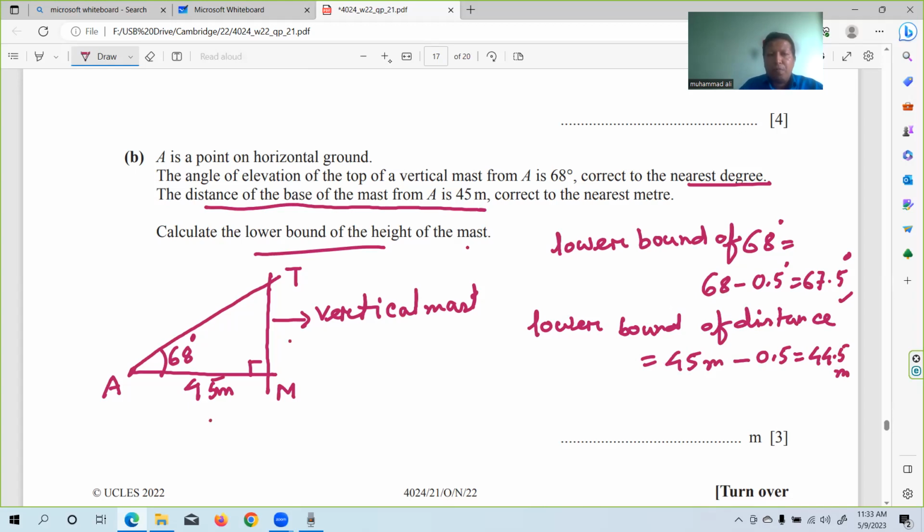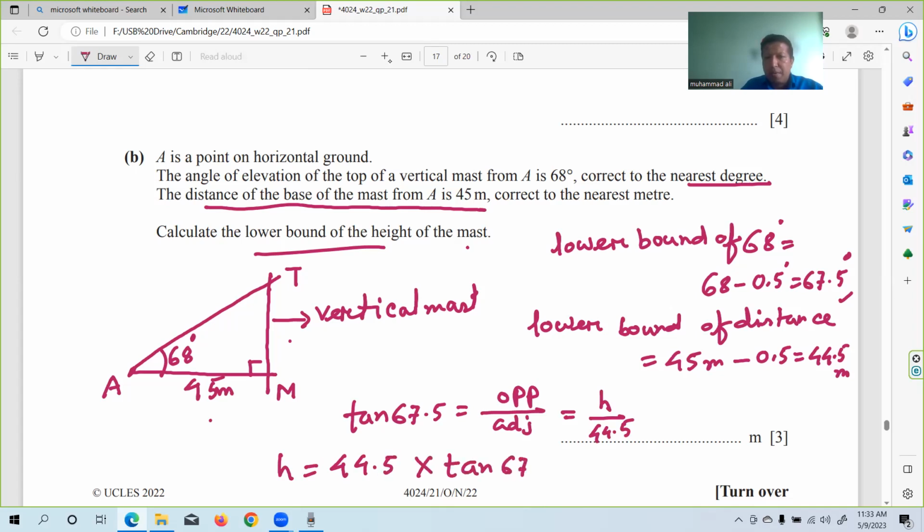Now, as they want the lower bound of the height of the mast, we have adjacent and we should find opposite. So definitely we can use the tan theta formula. Tan theta, here theta equals 67.5, is opposite by adjacent. Opposite is the height. Adjacent is here 44.5. So h equals 44.5 multiply tan 67.5. After multiplication, we will get 107.4 meters. So this is the answer, 107.4 meters. This is the lower bound of the height of the mast.